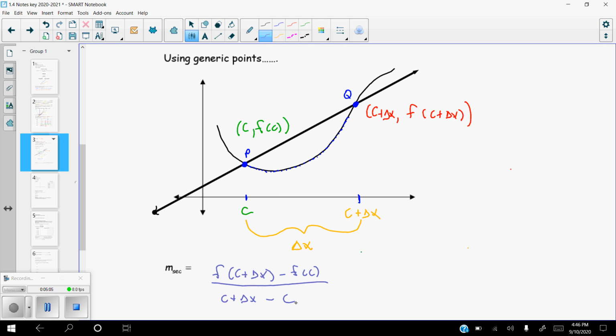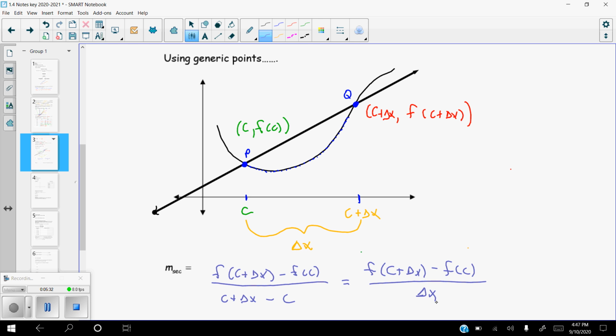Now, the top piece cannot really be simplified at all. Those are two functions evaluated at different things. So it's just going to give me the function evaluated at C plus delta X minus the function evaluated at C. But the denominator can. I've got C plus delta X minus C. Well, the C minus C goes away. That's 0. So it just leaves me with delta X.